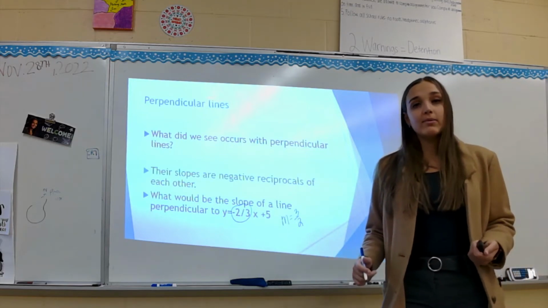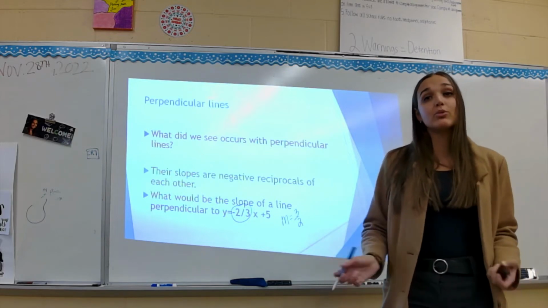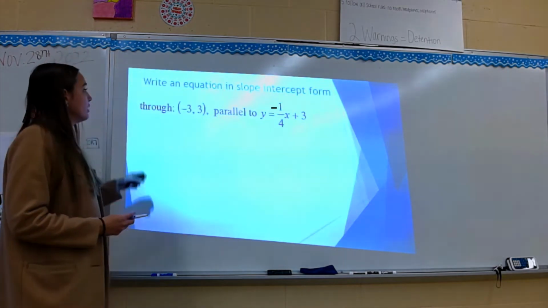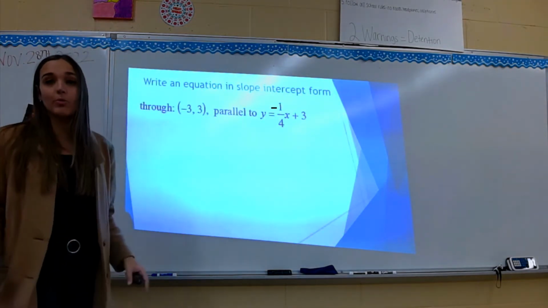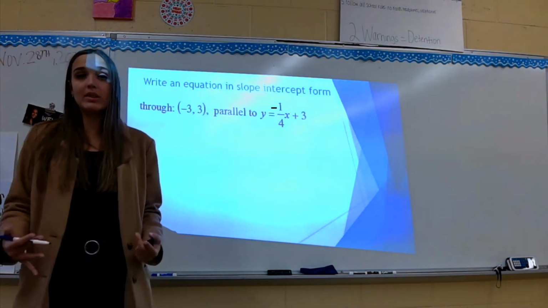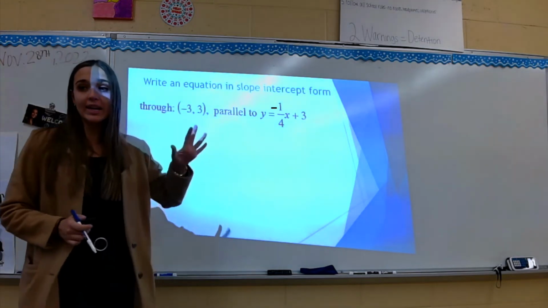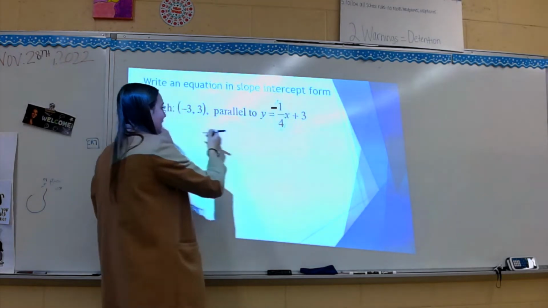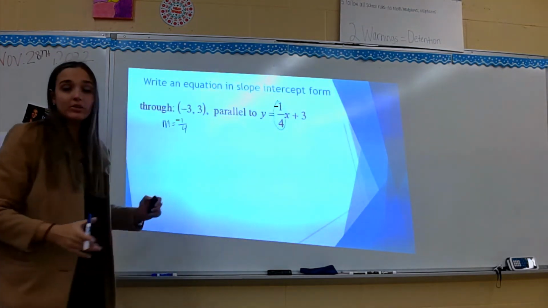Let's try a practice problem where we can find the whole equation of a line parallel or perpendicular to one given. We want to write an equation through this point parallel to this line in slope-intercept form. Like I said, our first step every single time is to determine the slope. Thankfully, this is already given in slope-intercept form, so I'm just going to look at it and say my slope is negative 1/4, so my m is negative 1/4.